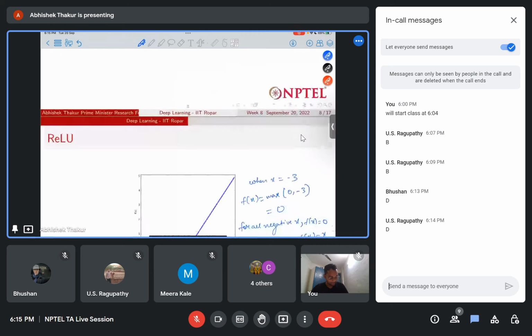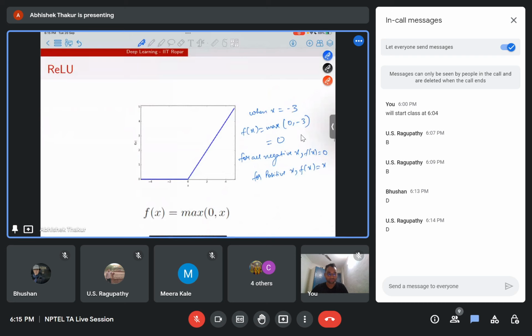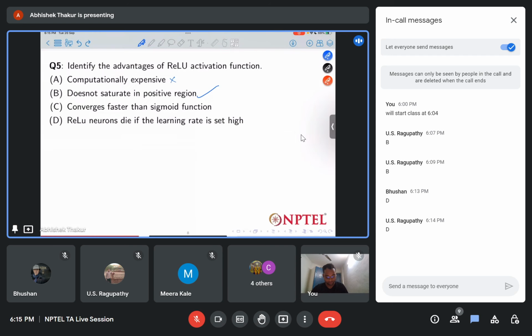Option B: does not saturate in the positive region. This is correct because this curve does not saturate in the positive region. As you can see, other curves like sigmoid saturate in the positive as well as the negative region, but this does not saturate; it increases continuously. So option B is correct. Converges faster than sigmoid function. Option C is also correct.